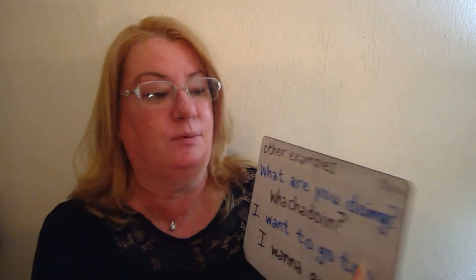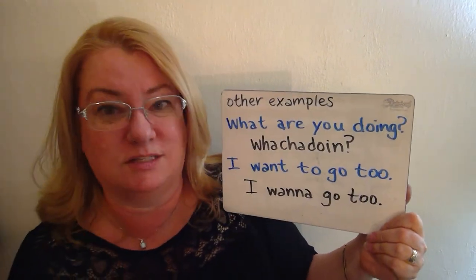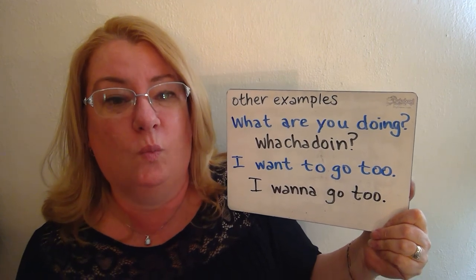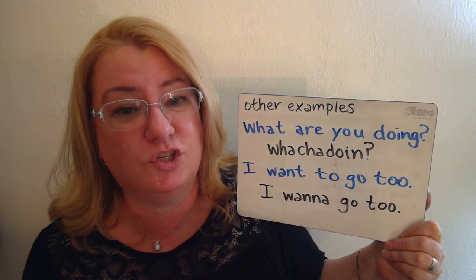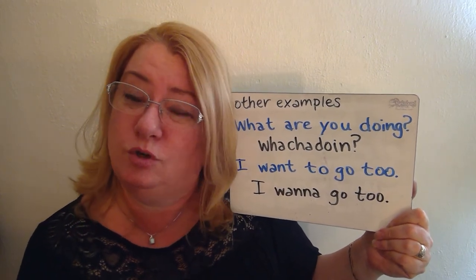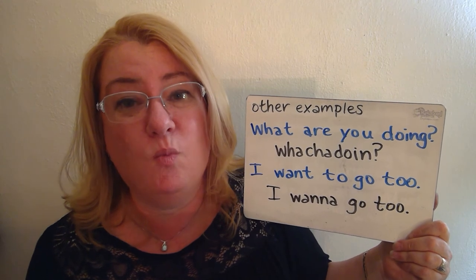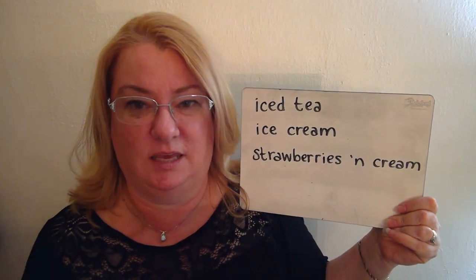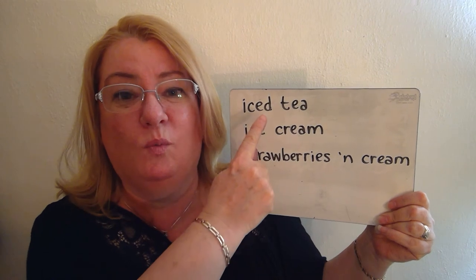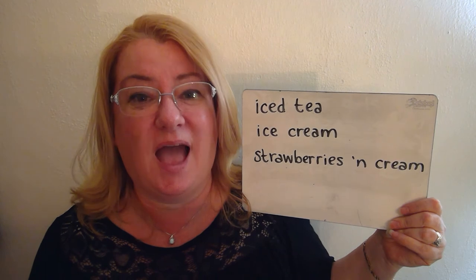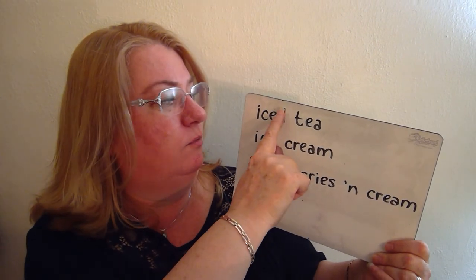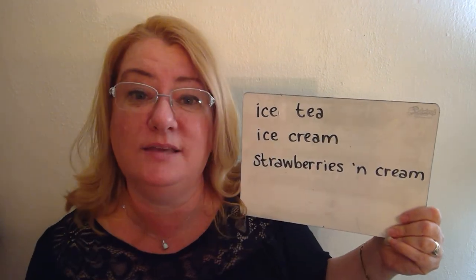Okay, here's some example sentences of other types of elisions through the sentence. What are you doing becomes what you doing. I want to go too. You can hear the elision happening with these. Okay, iced tea. We'll drop that D because you already got a T sound there. Iced tea. And there's even places they'll write it without the D and they'll say iced tea.